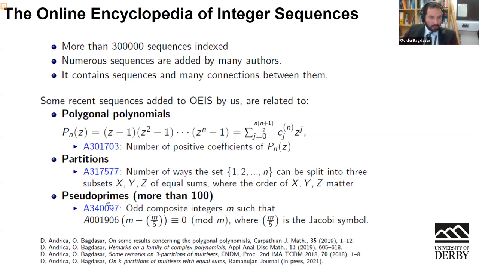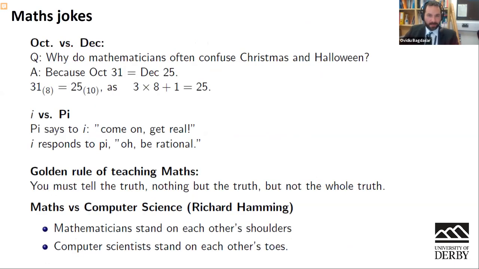When I was doing research related to polygonal polynomials or partitions, we had a paper published this year in the Ramanujan Journal of Mathematics. This was about in how many ways you can split a set of numbers into k subsets such that each subset has the same sum. So that was an interesting sequence. And then we were able to build a theory and also link that to elliptic curves, which are used in cryptography. So this encyclopedia helped.